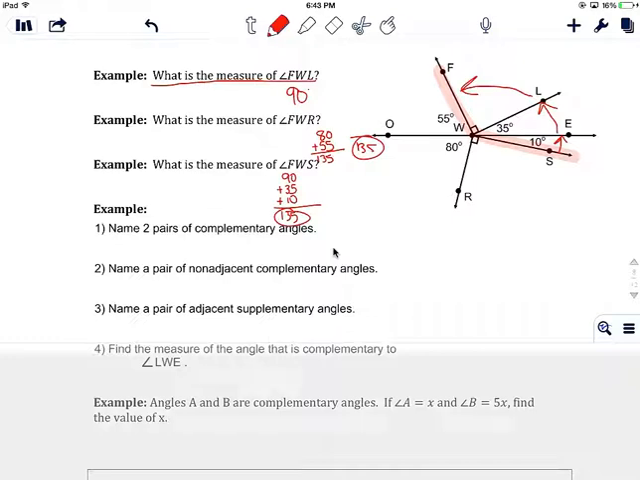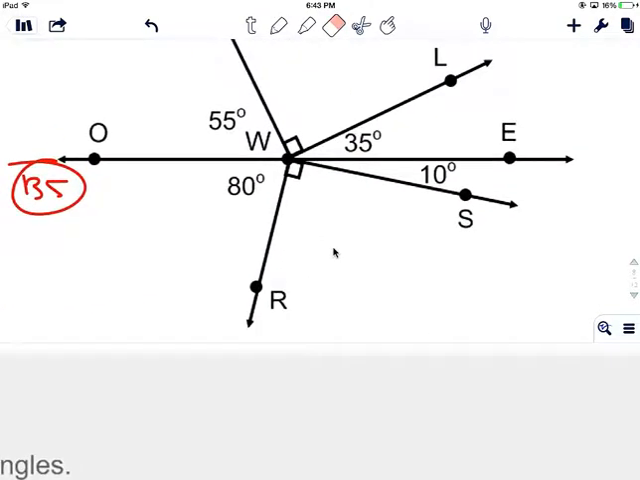Most of those problems were from the last couple of topics, from last week, angle addition postulate. These next examples are going to go into what we were going over today. Name two pairs of complementary angles. Okay, so two pairs. I need two sets of angles, each set adding up to be 90 degrees. Take a look at the picture. Are there two angles that I can pick out that I know add up to 90?